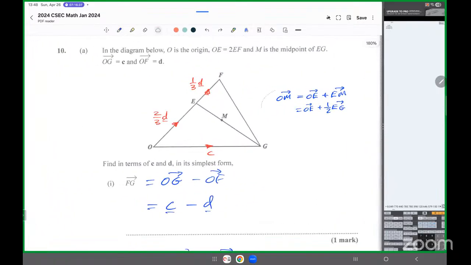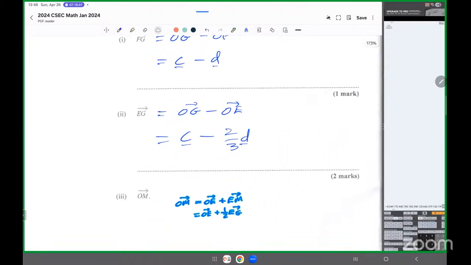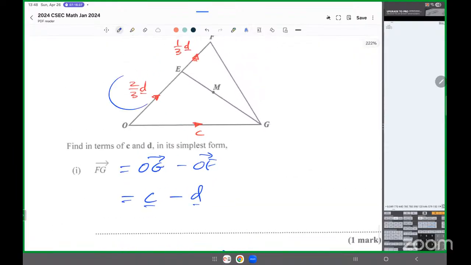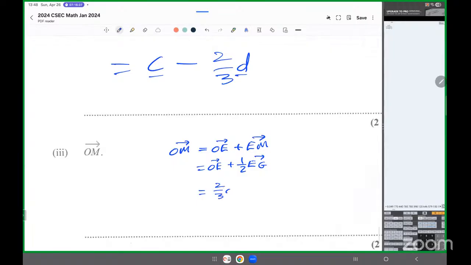So copy this and put it on here. I'll do it on the screen so you can see it. And the OE remember now is 2/3 D. So this is 2/3 D plus half of EG, which is now half of this. So it becomes half of C, that's half C, and then half of this, half of 2/3 is 1/3. So you're going to get minus 1/3 D.